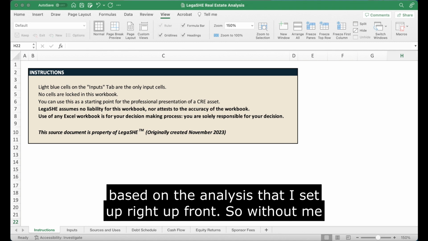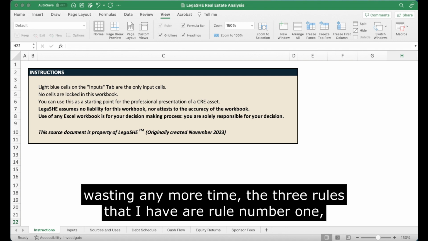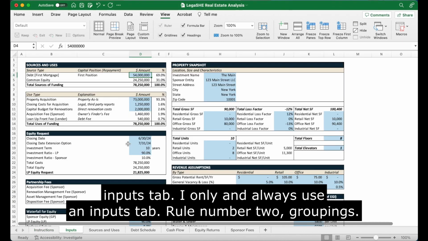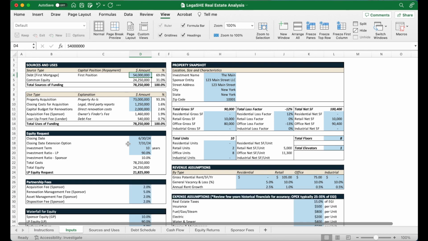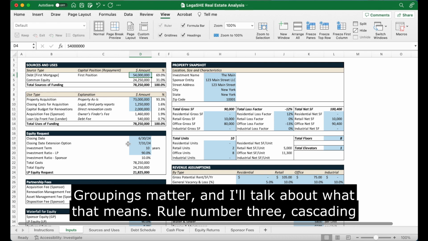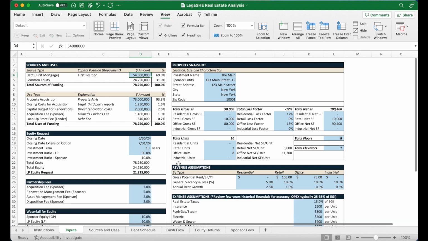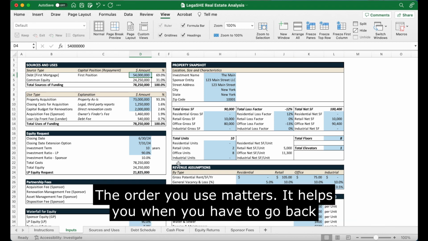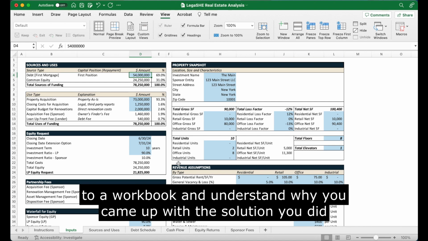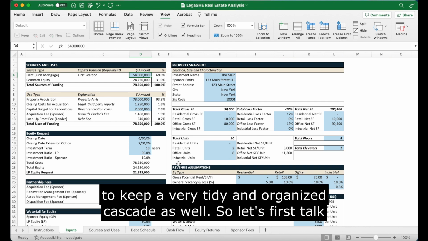So without me wasting any more time, the three rules that I have are: rule number one, Inputs tab. I only and always use an Inputs tab. Rule number two, groupings. Groupings matter, and I'll talk about what that means. Rule number three, cascading your spreadsheets. Cascading these workbooks actually is really important. The order you use matters. It helps you when you have to go back to a workbook and understand why you came up with the solution you did, and to keep a very tidy and organized cascade as well.